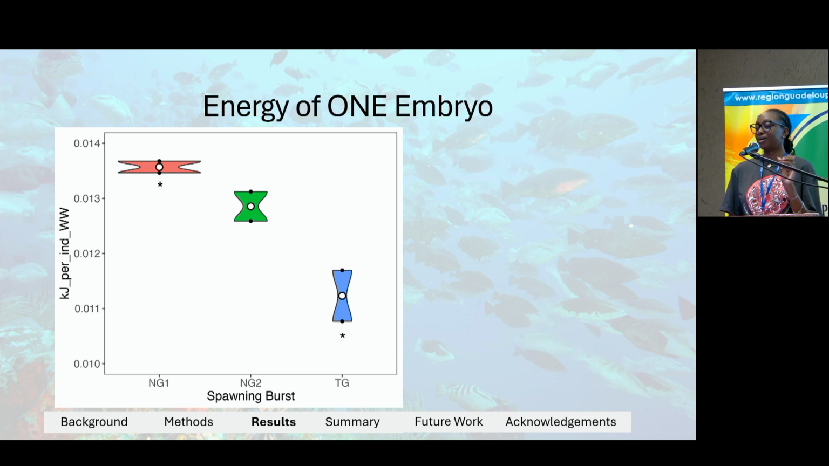So we did see a significant difference between night 1 and tiger grouper spawning. So that is one thing that was expected because tiger grouper eggs are a little bit smaller than Nassau grouper eggs are. And then one thing that was also interesting was a slight difference between night 1 and night 2. It wasn't statistically significant between spawning nights, but we did see a slight decrease over time.